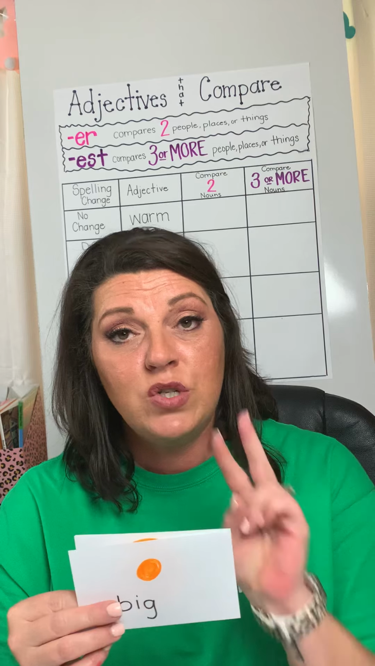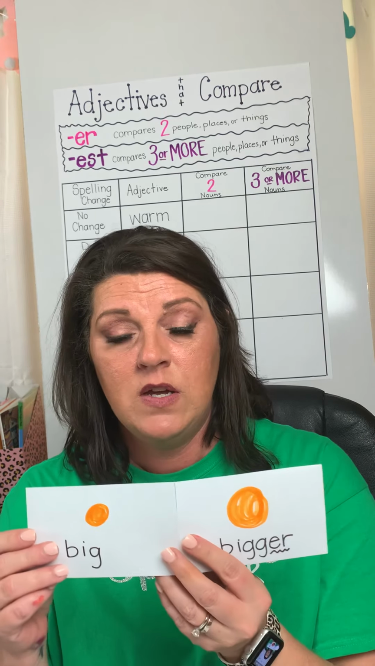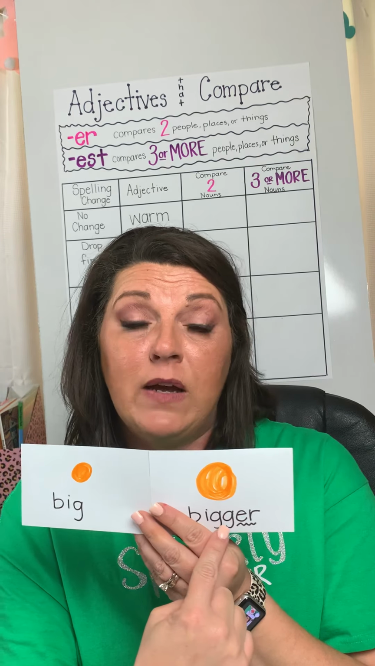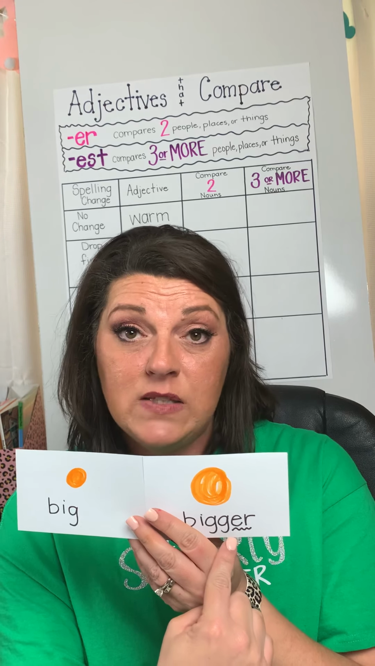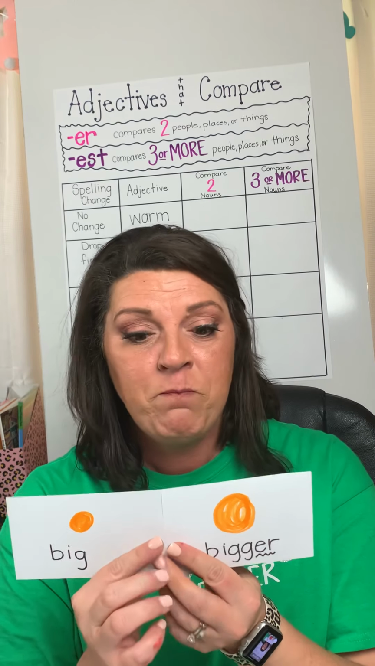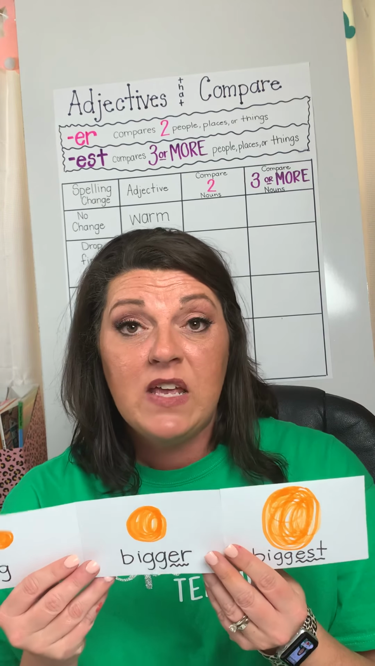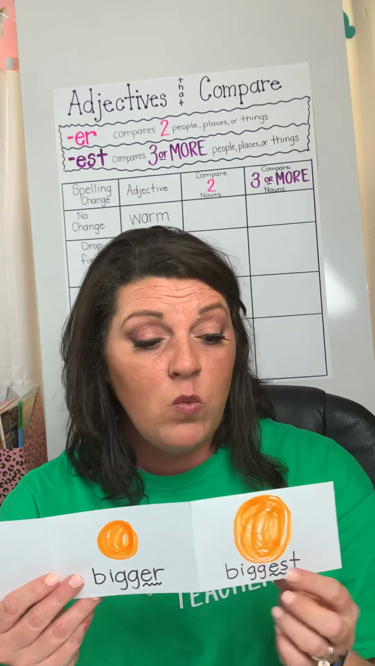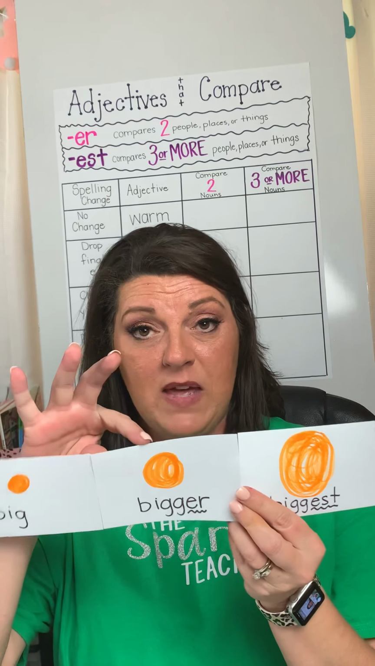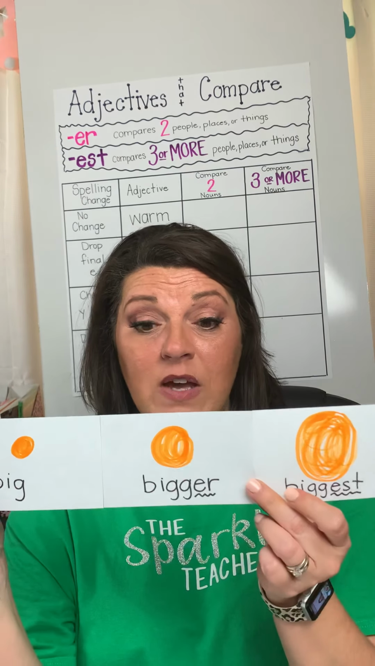When we compare two nouns, so in this case, two circles, this circle is big and this circle is bigger. We use ER on this one because we are comparing two circles. If we then add a third circle, once we begin comparing three or more things, we use EST. So we have big, bigger for two, and biggest for three. That's how that works.